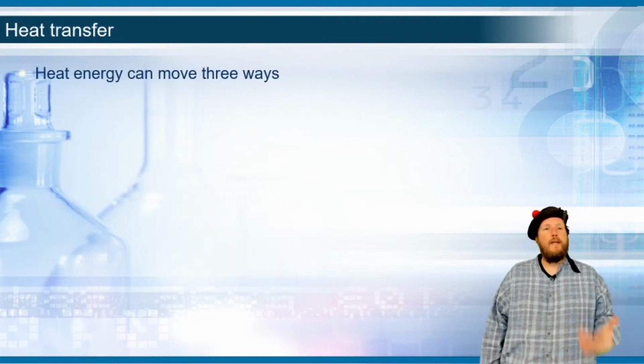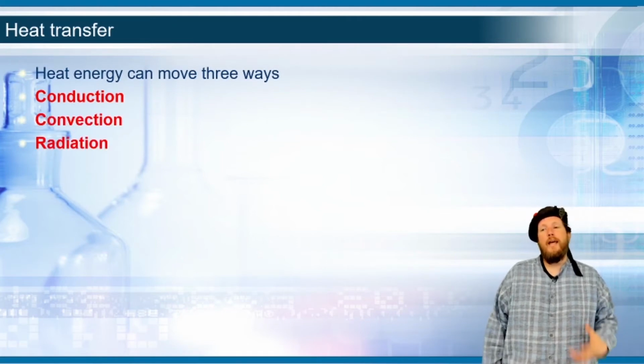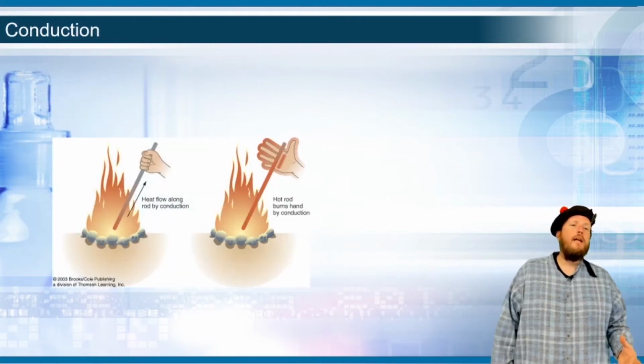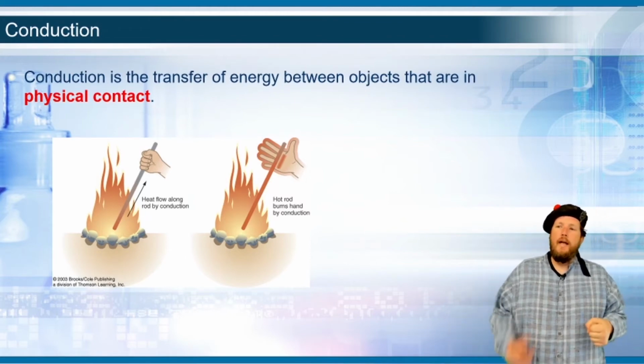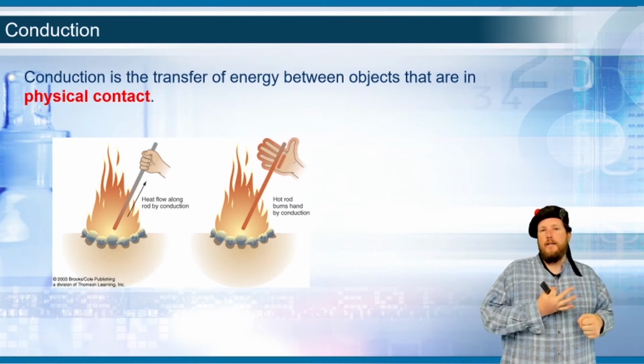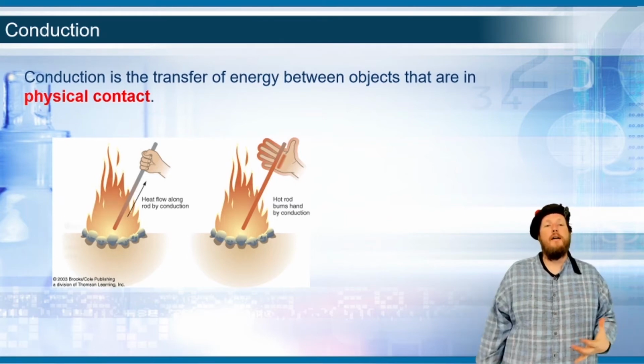So heat transfer: heat energy can move in three ways: conduction, convection, and radiation. So conduction is the transfer of energy between objects that are in physical contact. So heat moving up an iron rod that's stuck in a fire and then into your hand, all of that is conduction because it's through contact.